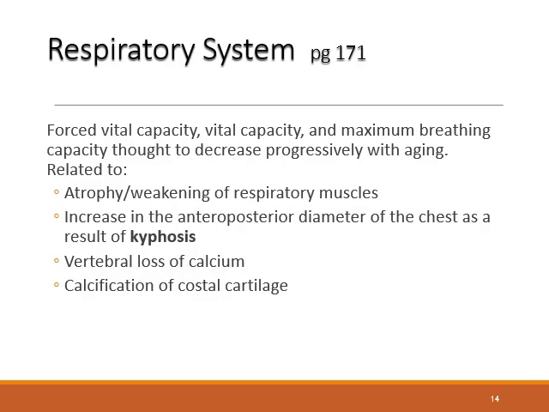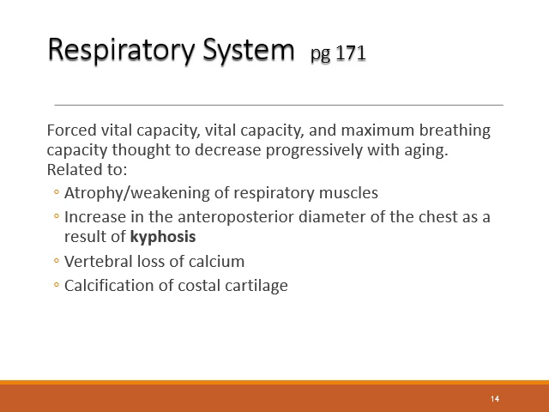Now let's move to the respiratory system, starting on page 171. I have several slides on this. The forced vital capacity, the vital capacity, and maximum breathing capacity are all thought to decrease progressively with aging. Those things are related to atrophy or weakening of the respiratory muscles. So in the chest, the respiratory muscles get weaker or atrophy.